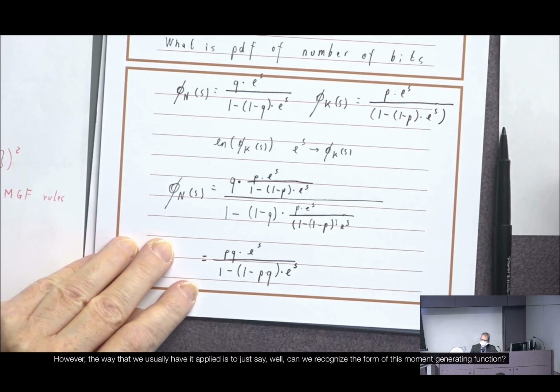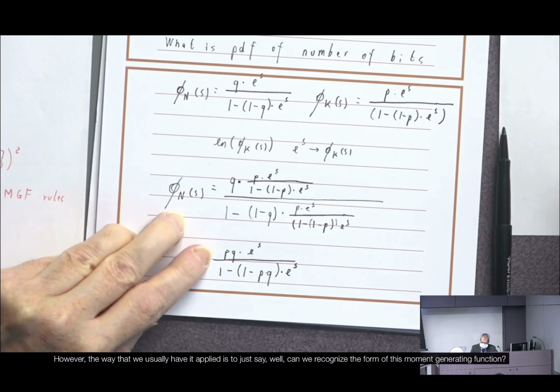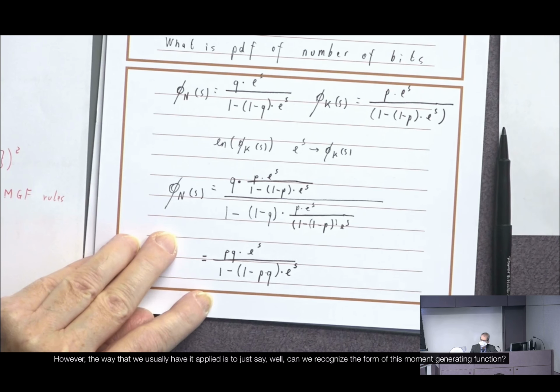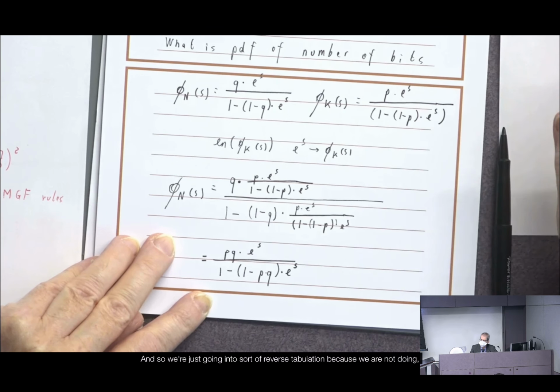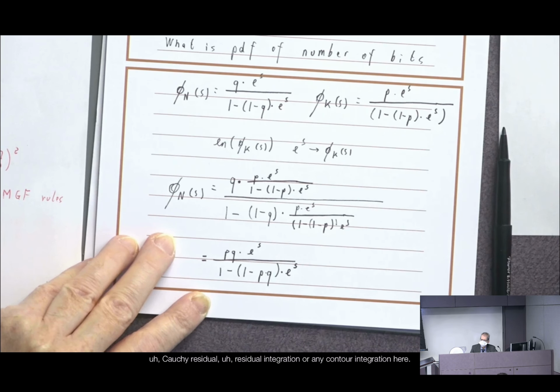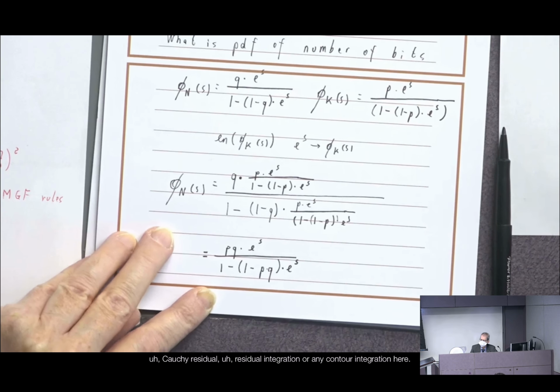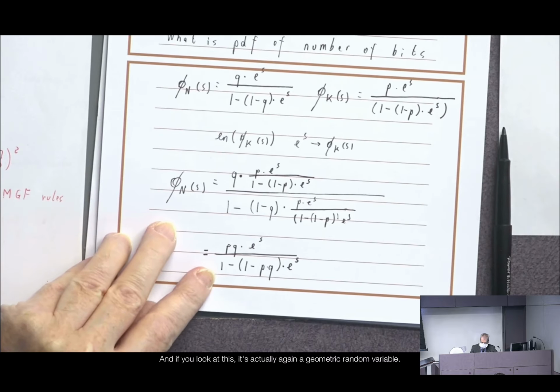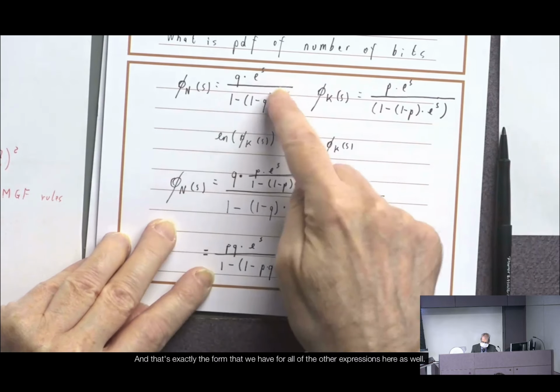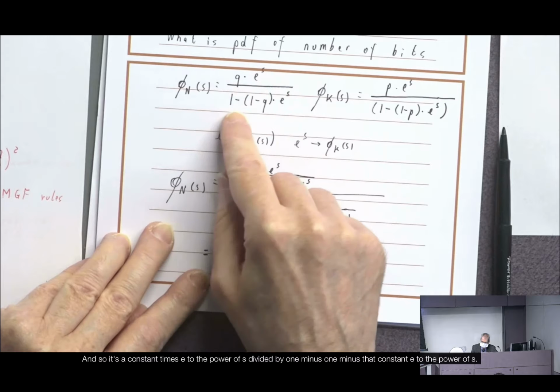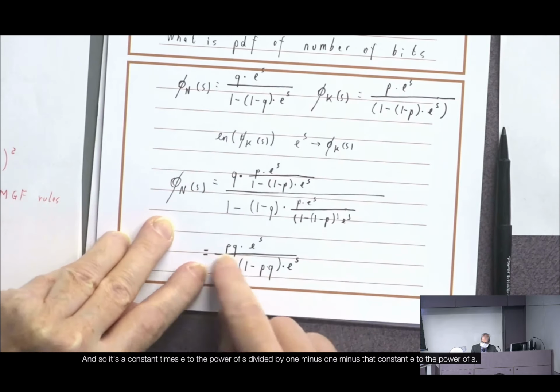However, the way that we usually apply it is to just say, well, can we recognize the form of this moment-generating function? And so we're just going in a sort of reverse tabulation, because we are not doing Cauchy residue integration or any contour integration here. And if you look at this, it's actually, again, a geometric random variable. And that's exactly the form that we have for all of the other expressions here as well. It's a constant times e to the power of s divided by 1 minus that constant times e to the power of s. Same shape here.